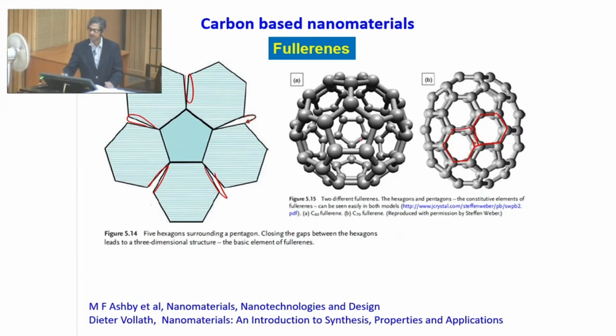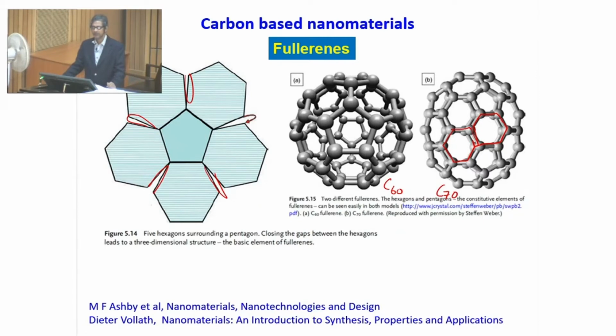And this one has two combinations of hexagons and pentagons. As you can see, and this is easily available on this website, Stefan Weber's crystal.com, this is C60, this is C70. So 70 carbon atoms are arranged if you produce such a structure. It's just like a football.